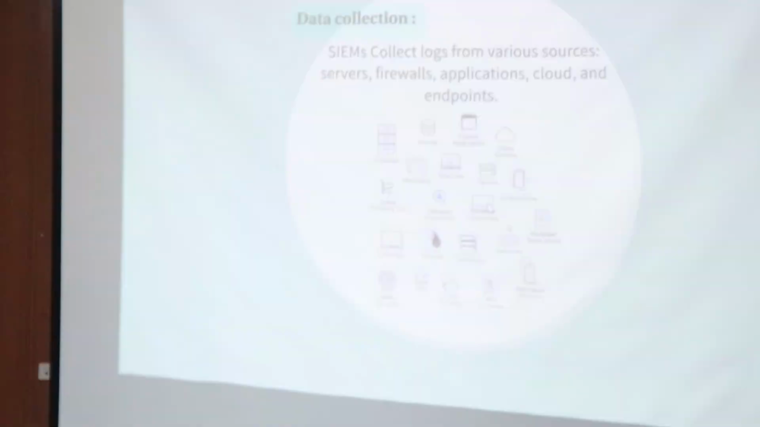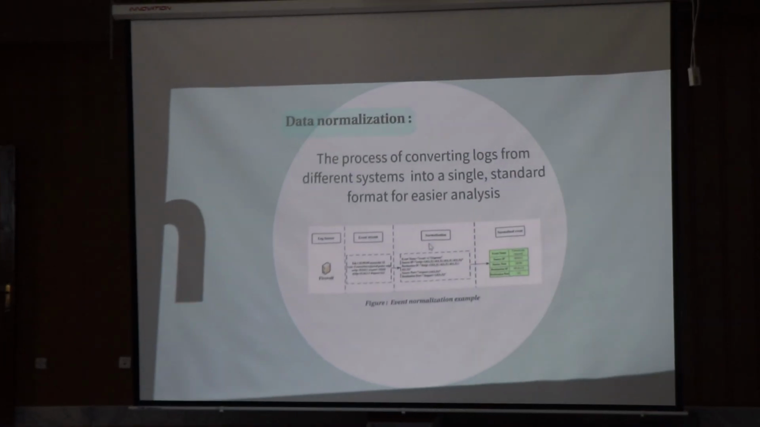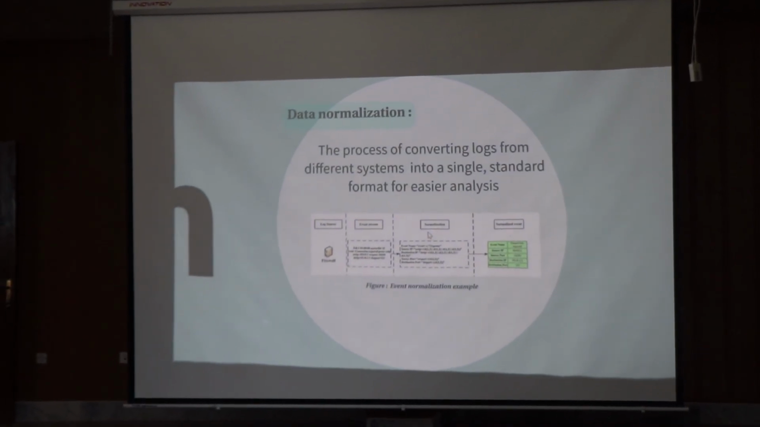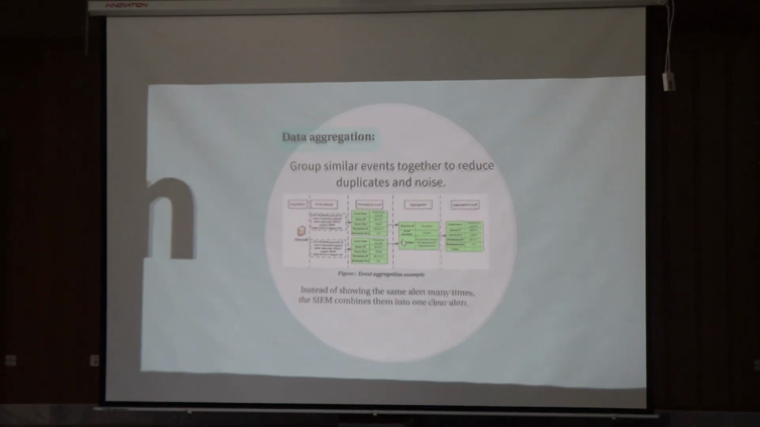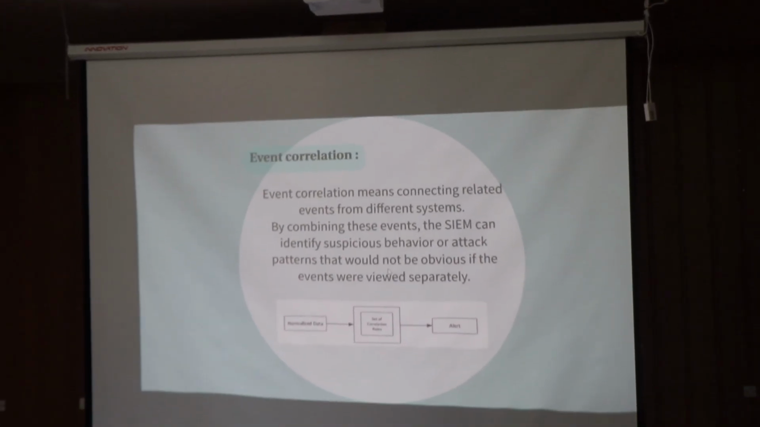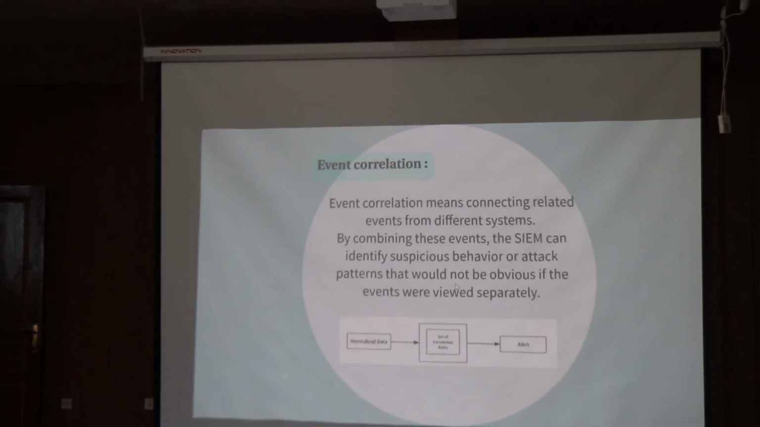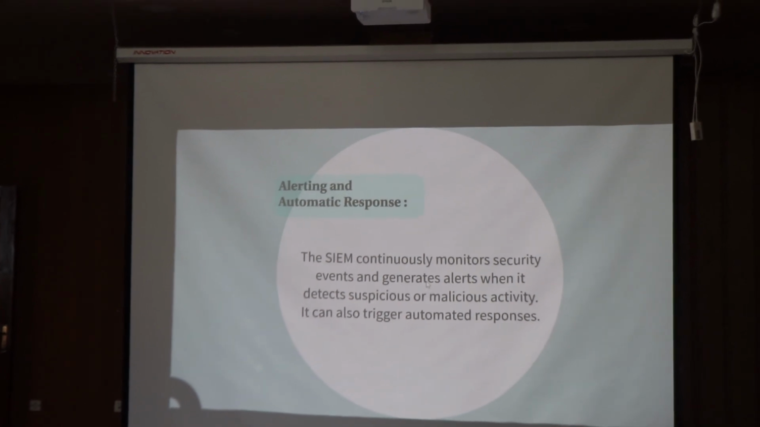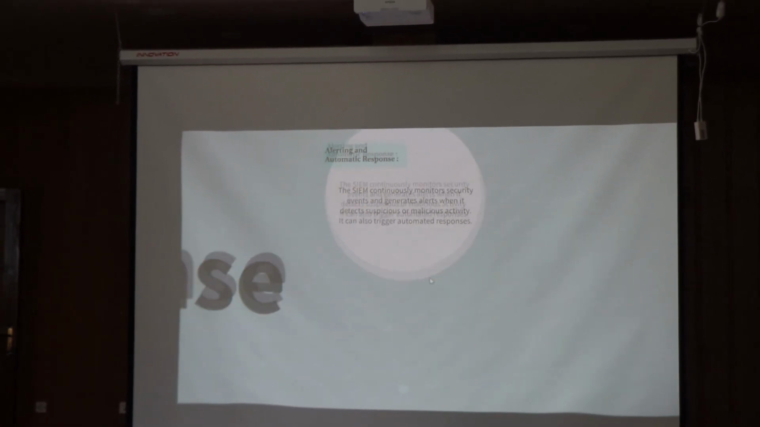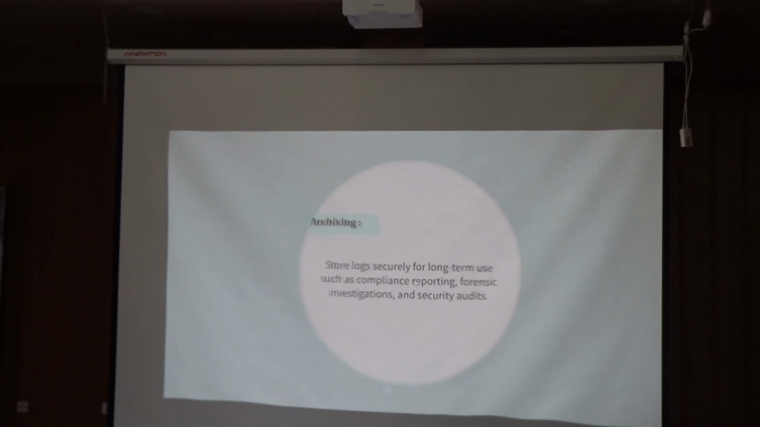First, the data is collected. Second, the process of data normalization, which means converting logs from different sources into one single format for easier analysis. Then similar events are grouped together to reduce duplicates and noise. After that comes event correlation, which means connecting related events from different systems. And then, if threats are found, it will generate an alert or take an automated response. And finally, the data will be stored securely for long-term use.